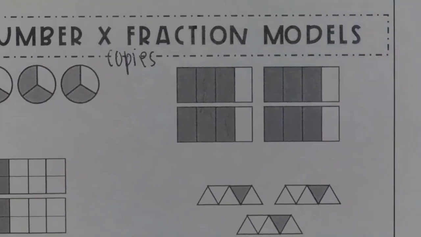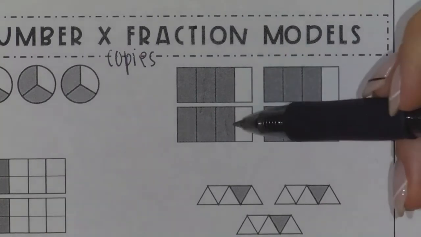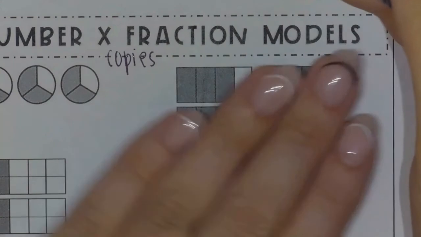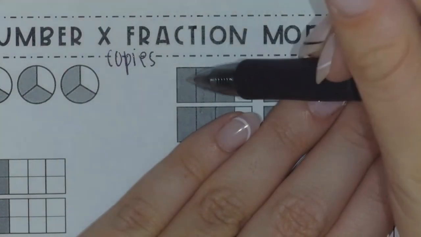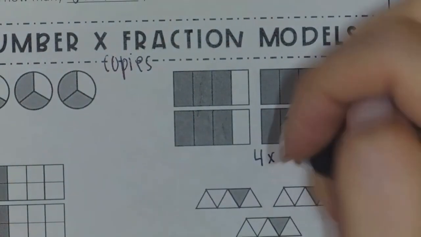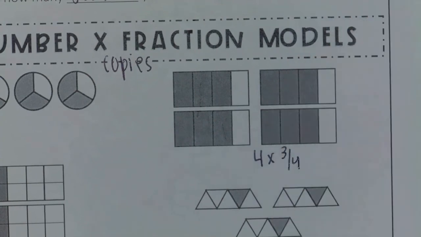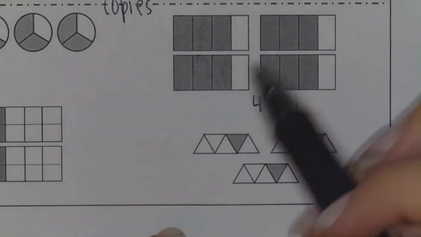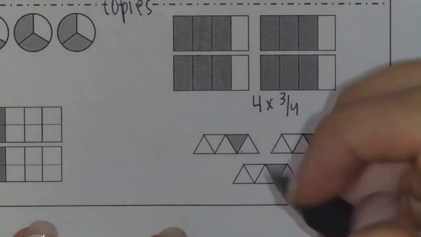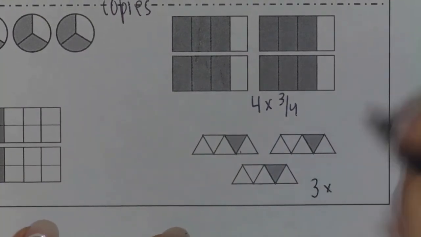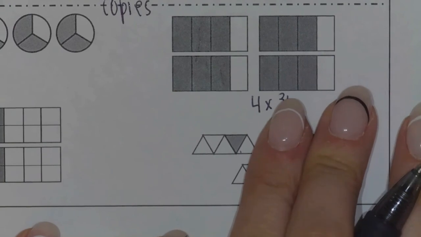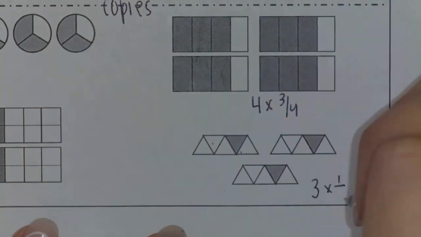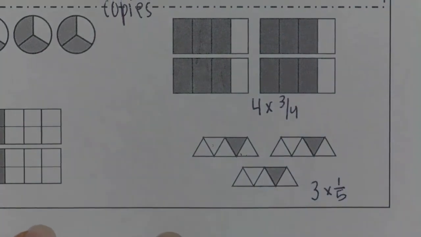Looking at this one, again, I'm going to start with the copies. I have 1, 2, 3, 4 copies. And in one of the copies, or in each copy, there's 1, 2, 3 shaded out of 4 total. And last but not least, when I look down here at our next one, I see 1, 2, 3 copies. And in each of those copies, there is 1 shaded out of 1, 2, 3, 4, 5, out of 5. So this would be 3 times 1/5.